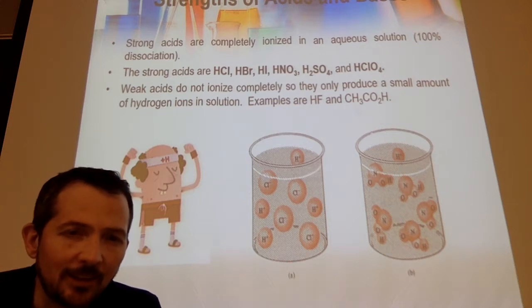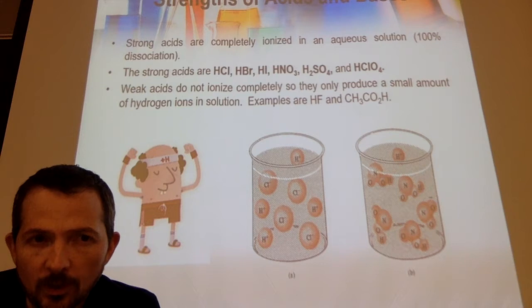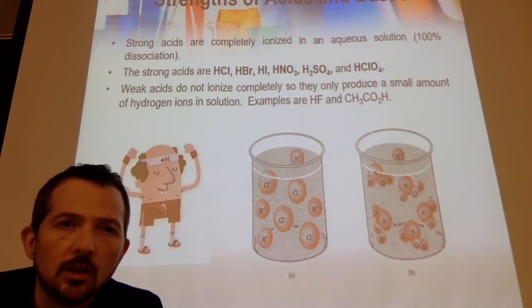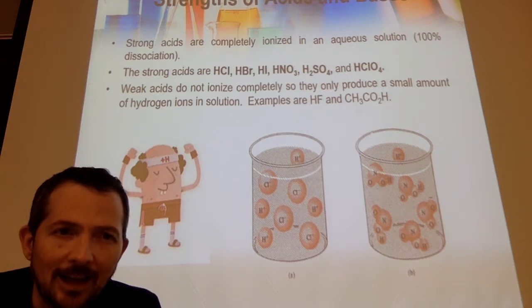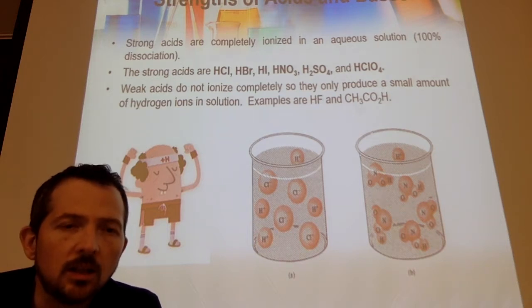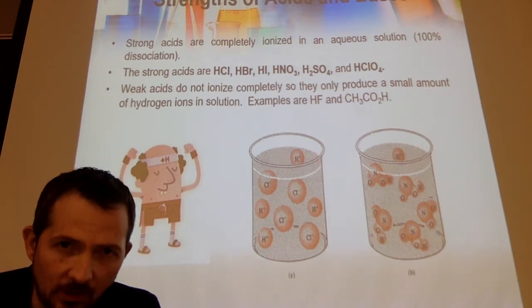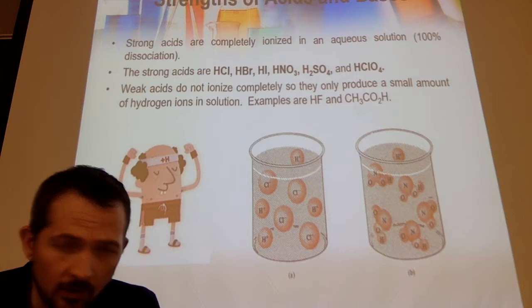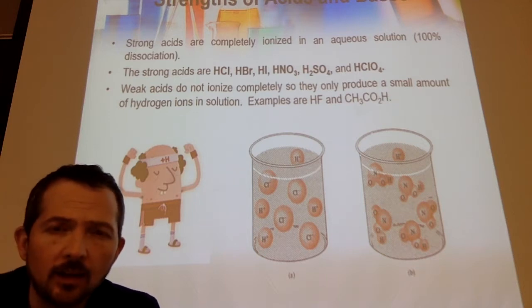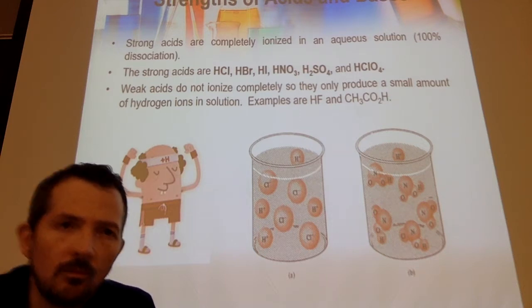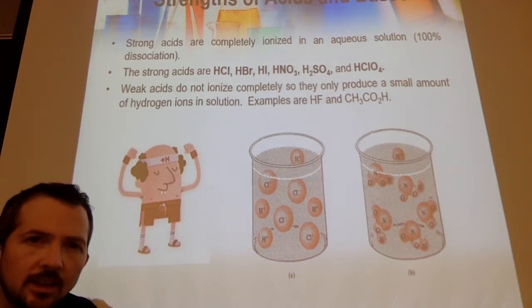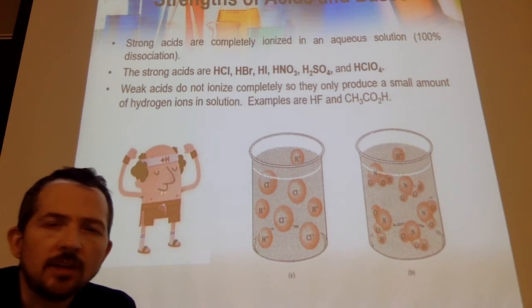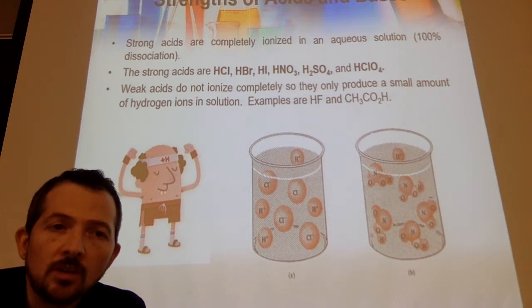So this is the same as the definition of strong electrolyte and weak electrolyte, which we talked about on Thursday. And so strong acids are completely ionized, completely dissociated. Weak acids are only partially dissociated, so you have molecules and you have ions both present. So strong acids are listed there: HCl, HBr, HI, HNO3, H2SO4, and HClO4. So there's 6 of them.